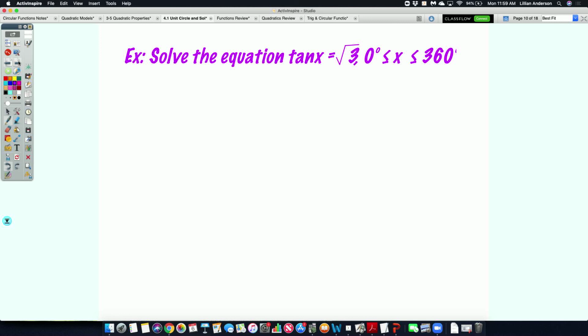So, tangent. You can't just look at your unit circle and pull out tangent, okay? You only have sine and cosine on your unit circle. The tangent is what? It's sine over cosine. So you have to figure out which combination of ordered pairs is that when I do the sine value over the cosine value and simplify it, it's going to give me the square root of 3.